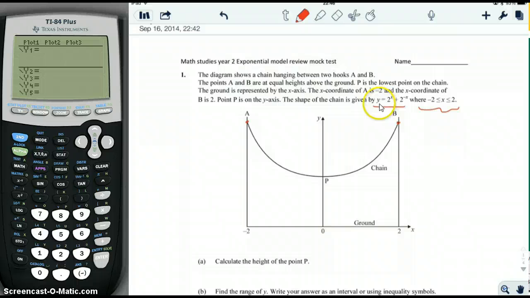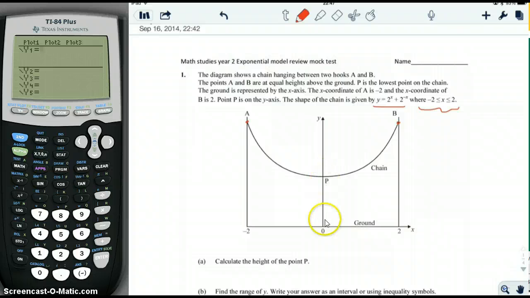And they give us an equation which tells us how the chain hangs, which is y equals 2 to the x plus 2 to the minus x. So you just put in the x coordinate in this equation and it tells you the height of the chain. And of course, this equation is valid between -2 and 2 because that's where the chain is. It doesn't make sense to be outside of that range. So first it says calculate the height of the point P.